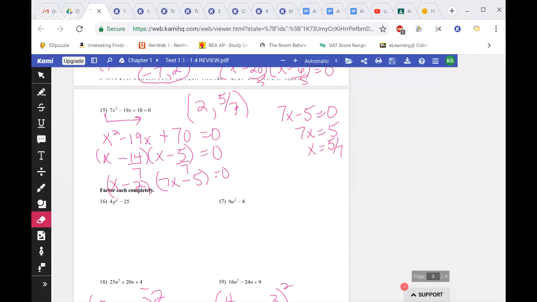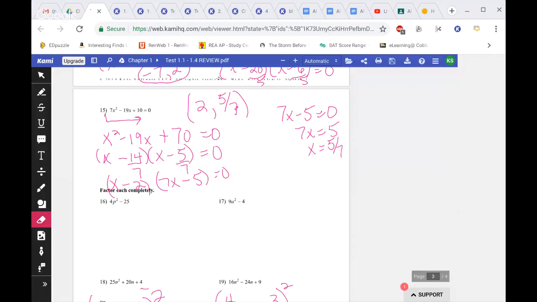Okay. This is that special pattern factoring. So what you want to do is, when you only see two numbers or a binomial, if you will, check and see if your first term is a perfect square, if your last term is a perfect square, and if there's a subtraction sign in the middle. So is 4p squared a perfect square? Yes, ma'am. Okay, what is the square root of it? 2.